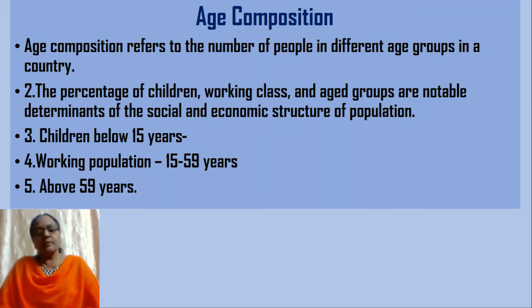Children below 15 years refers to children who are in the school going age. They are economically unproductive. We have to provide them with food, clothing, education, and also medicines. Medical provisions have also to be provided to these children, and hence they are economically unproductive. Next is the working population, and this refers to those who are in the age group of 15 to 59 years. They are economically productive and they belong to the working class.